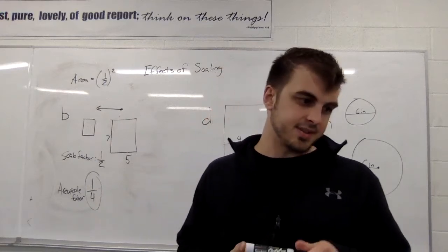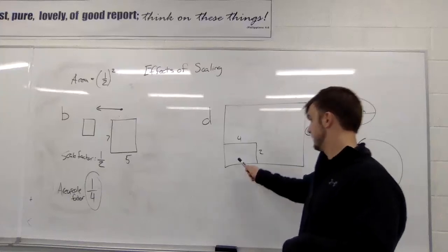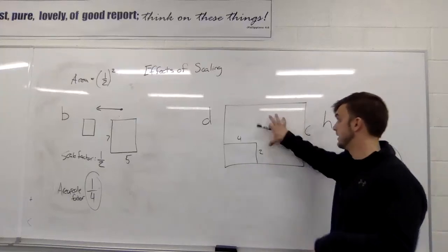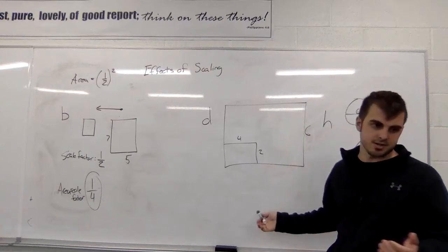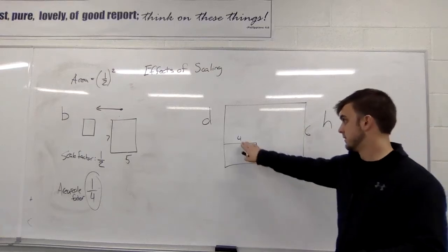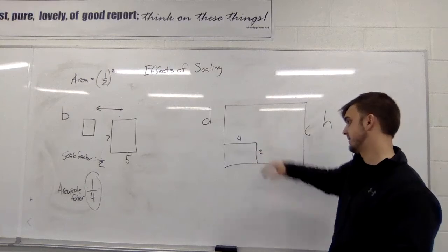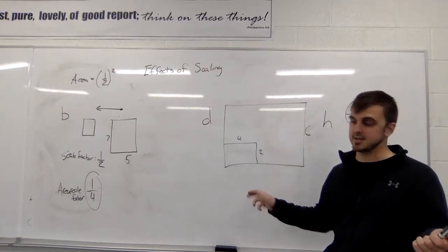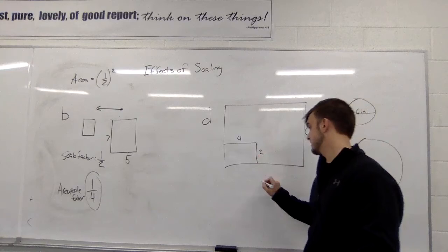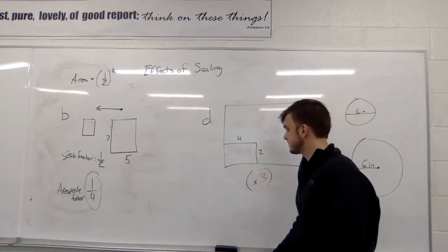D then, find the scale factor of the smaller rectangle to the larger rectangle. So here's your little rectangle, here's your big one. What's the scale factor? You might ask, where's the extra measurement? There's no measurement to compare the 4 to. Well, the height then, compare the height. And there's 2 and 6. What is the scale factor? How do you get from 2 to 6? It's 3. Times 3 from the little guy to the big guy.